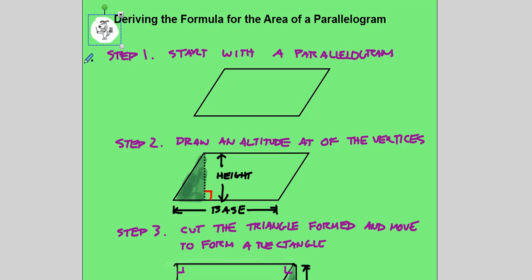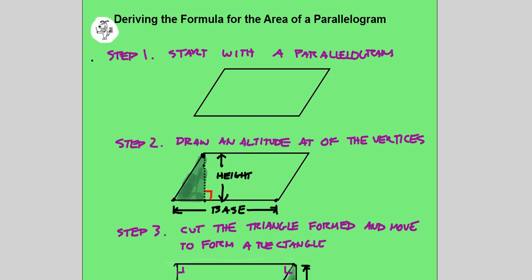So let's now finally talk about deriving the formula for the area of a parallelogram. We start with a parallelogram and draw an altitude at one of the vertices. Here's a vertex. I drop a line straight down to the bottom of this parallelogram, and it intersects the bottom at a right angle. This is the height, or altitude, this distance from here to here. We call this the base, from here to here. There are 2 bases; there's another one up here.